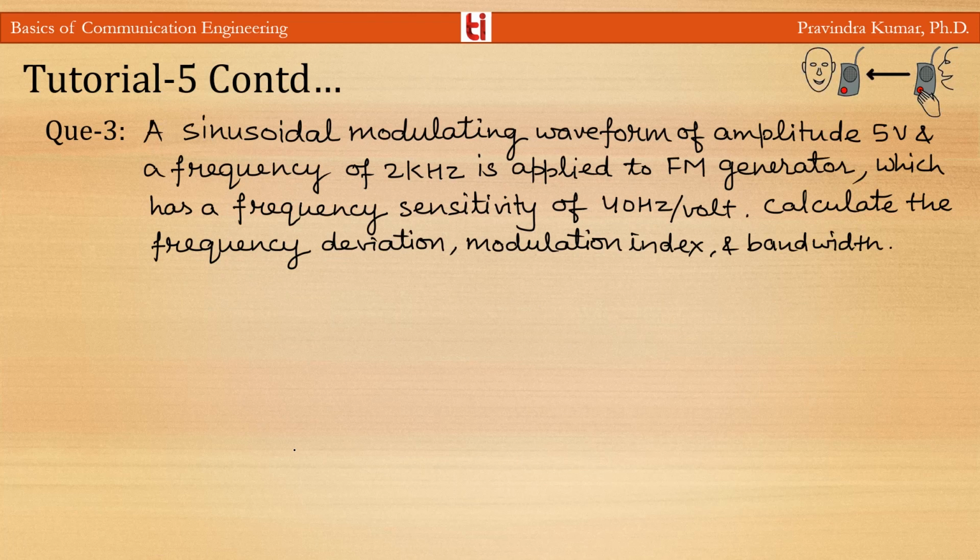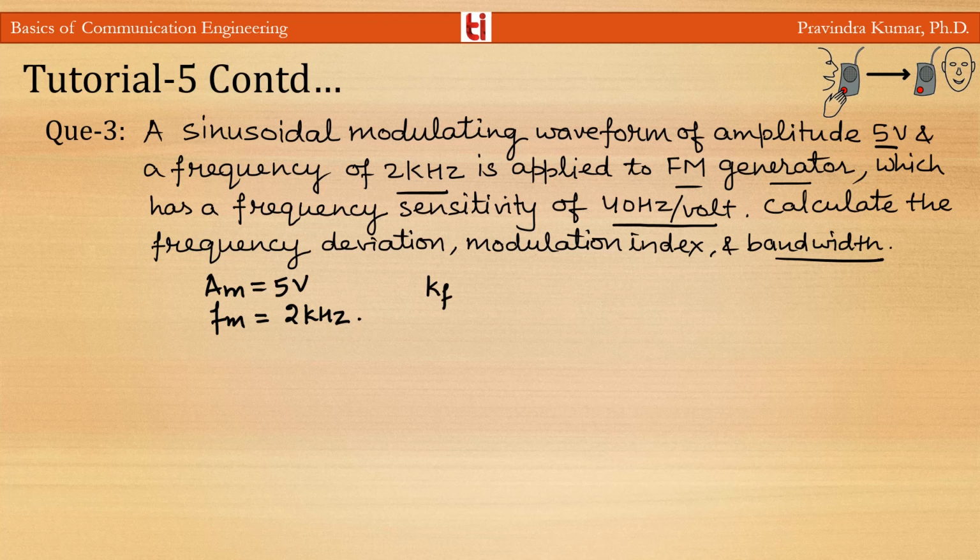Now the third question: a sinusoidal modulating waveform of amplitude 5 volts and frequency 2 kilohertz is applied to an FM generator which has a frequency sensitivity of 40 hertz per volt. Calculate the frequency deviation, modulation index, and also the bandwidth. So here we have the amplitude of the modulating signal Am as 5 volts, the frequency of the modulating signal fm as 2 kilohertz, and the frequency sensitivity kf is given as 40 hertz per volt.